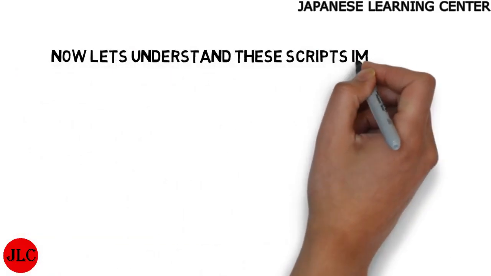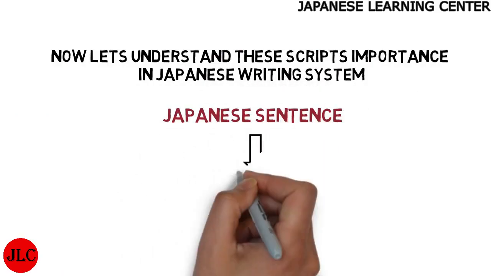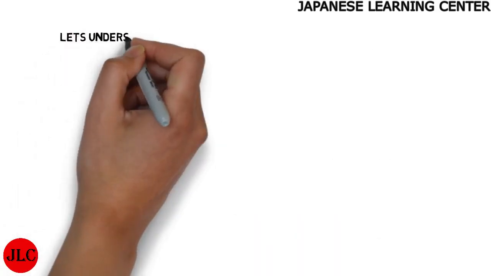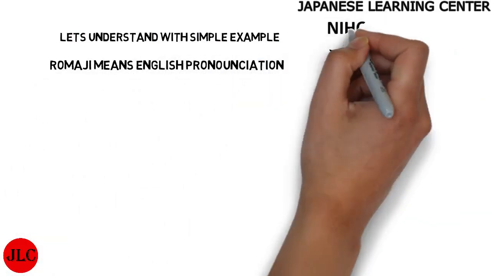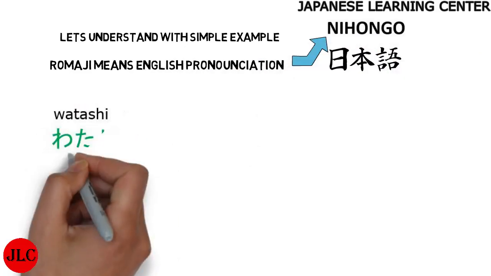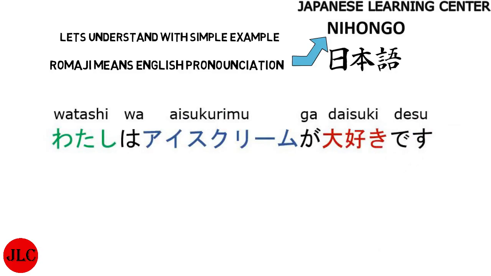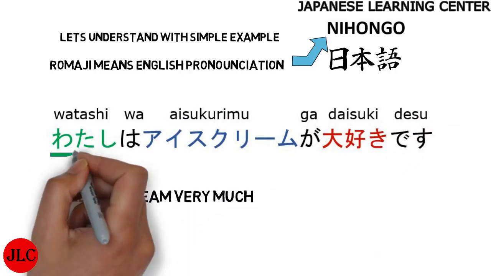Now let's understand how these scripts are important in the Japanese writing system. Japanese sentences are a combination of hiragana, katakana and kanji. Let's understand with a simple example. Romaji means English pronunciation, which is also written on top of Japanese words for your better understanding. The example is Watashi wa aisukurimu ga daisuki desu, which means I like ice cream very much.